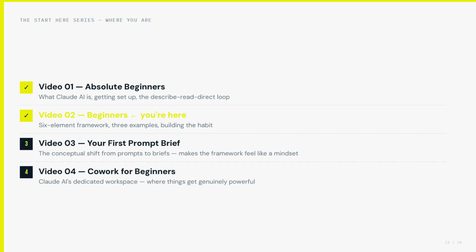This is where things get genuinely powerful. Co-work is Claude AI's dedicated workspace, where you build projects that hold all the context you'd otherwise have to explain every time. By the end of that video, you'll have your first co-work project set up and running. Work through them in order. Each one builds on the last.